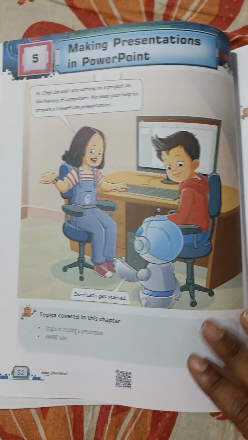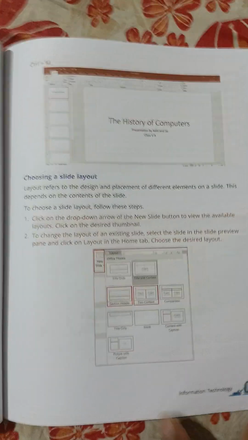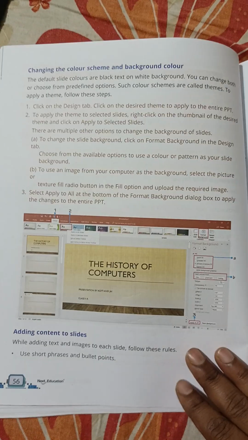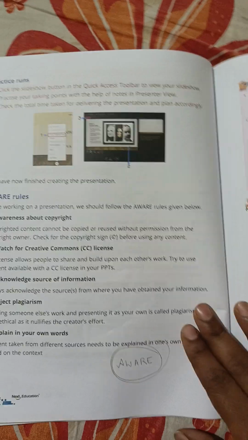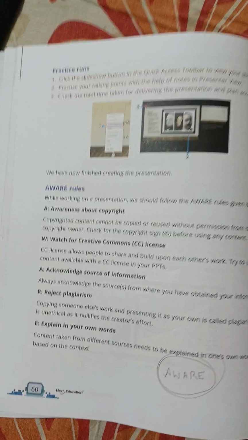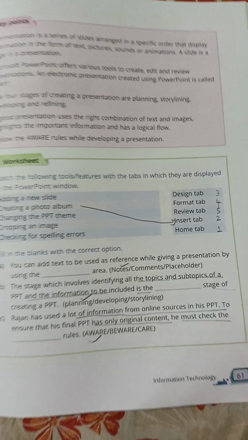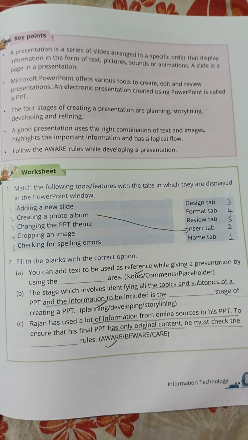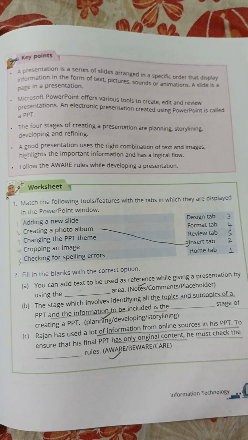Next is chapter 5, that is making presentation, that is MS PPT, Microsoft PowerPoint presentation. Each and every slide, the settings of the slides, the slide shows, the slide layout and slide designs, adding themes, and we can make keywords for recalling or a mind map for remembering the aware rules. Here are the answers for match the following 3 4 5 2 1, and the answer notes, and next planning aware rule.